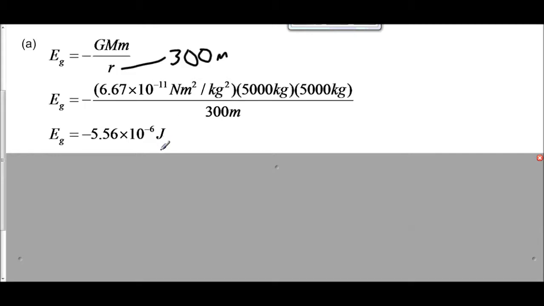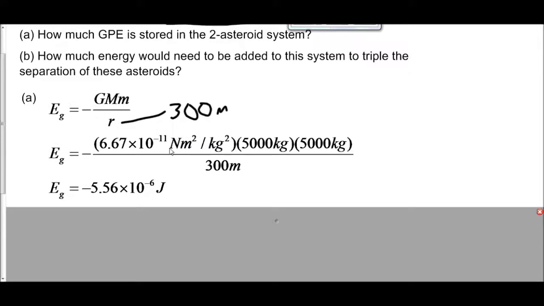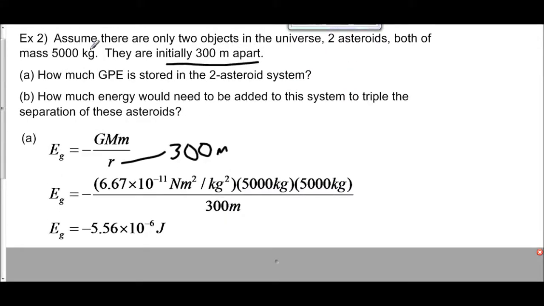But again, this is something I think is kind of neat, that these asteroids, 5,000 kilograms, so these would be pretty massive things by people standards, and they're only 300 meters apart, but they're only storing this much energy. So there's not a lot of potential energy stored in these things. And again, it goes back to the idea that gravity is a weak force compared to the other ones, which again, we'll talk a little bit about later on in this course.